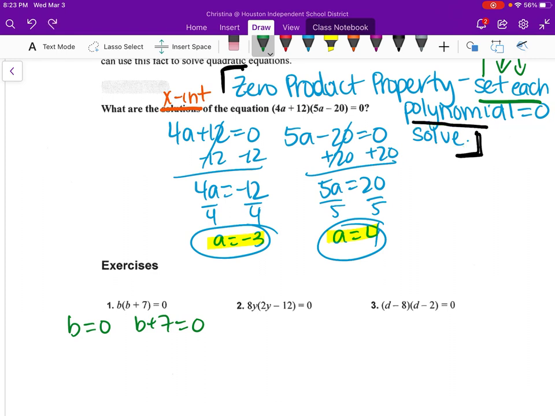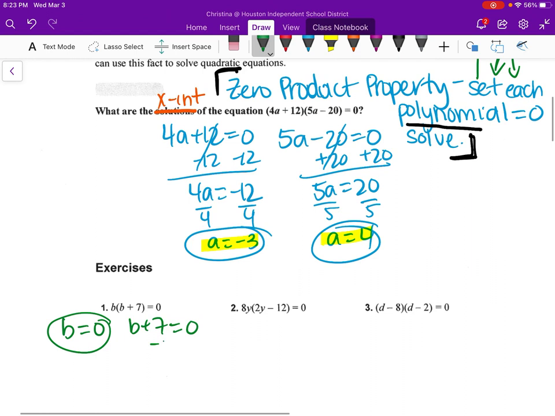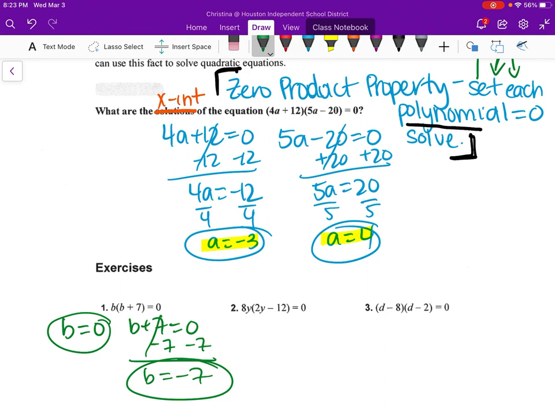Okay, so b equals 0. That's technically already done. B equals 0 doesn't need to be solved any further. The 7, though, I need to subtract on each side. So b equals negative 7. This polynomial has two x-intercepts, 0 and negative 7.